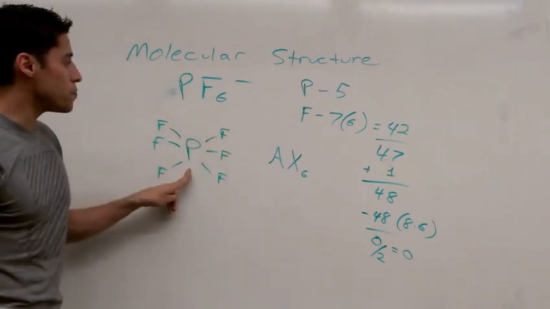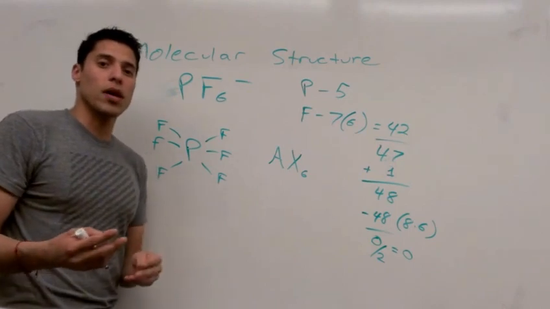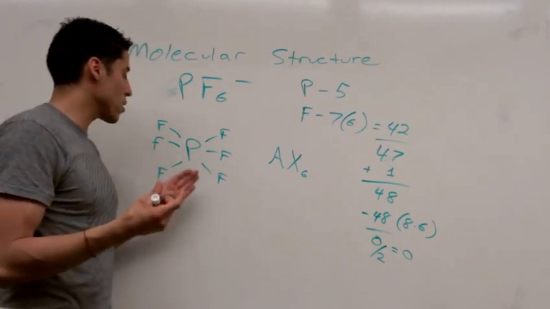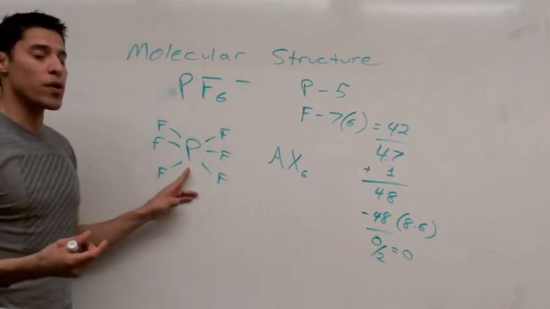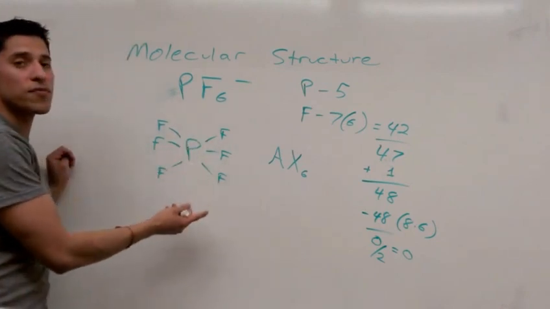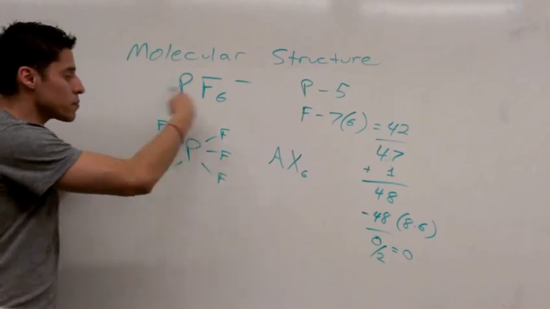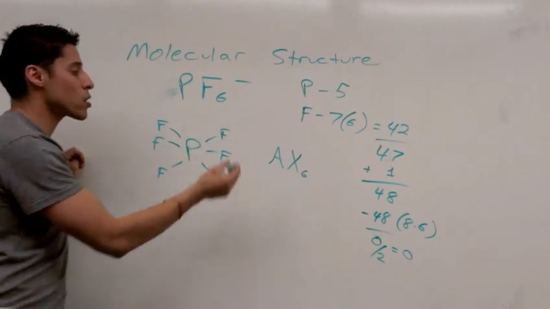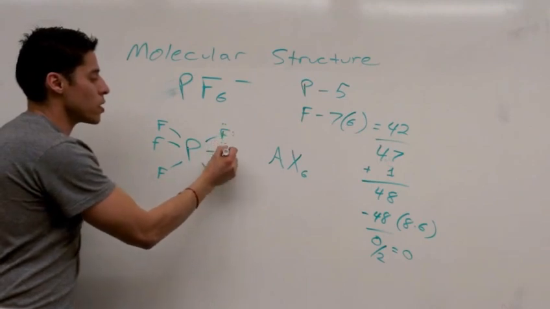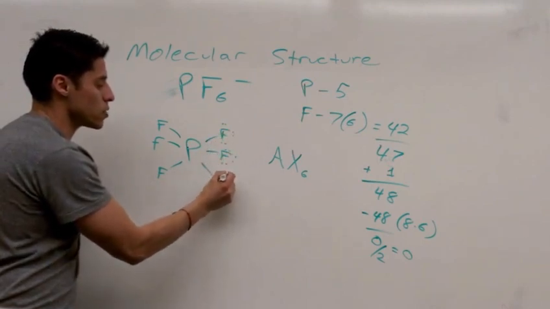Okay, rule number 3. If the central atom is in the first 2 periods, it follows the octet. Phosphorus is not in the first 2 periods, so it can break the octet. This is fine. Now, fluorine is the surrounding atom, so that has to follow the octet. So I'm just going to go ahead and fill out the octet for all these fluorines.